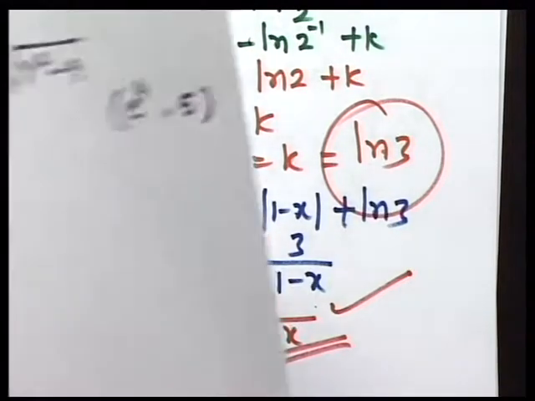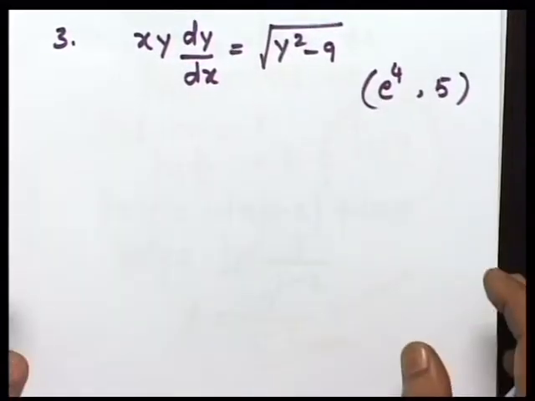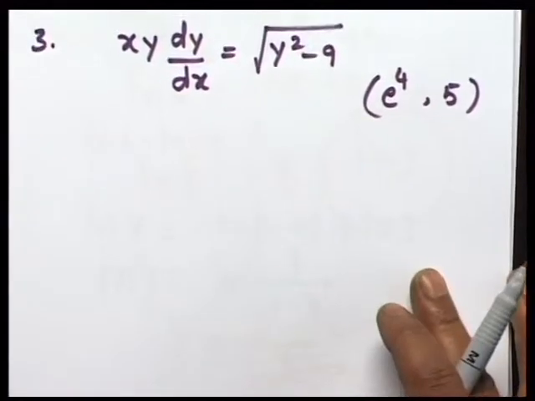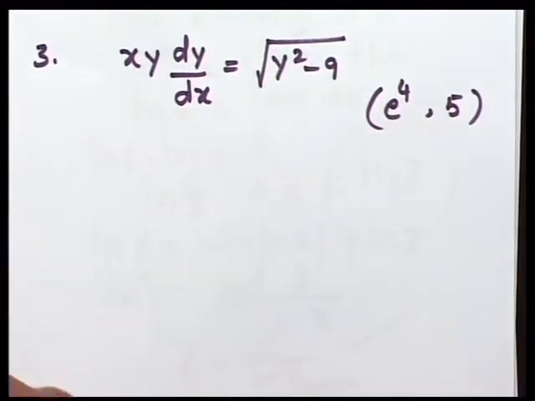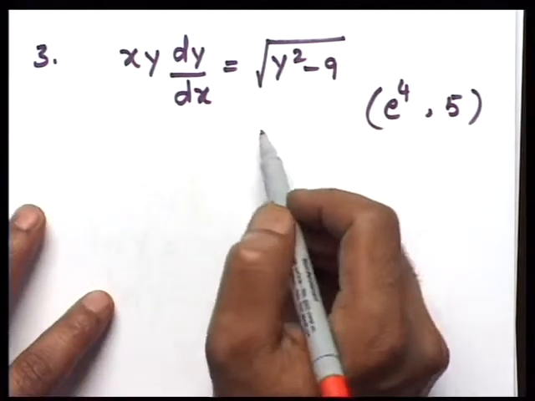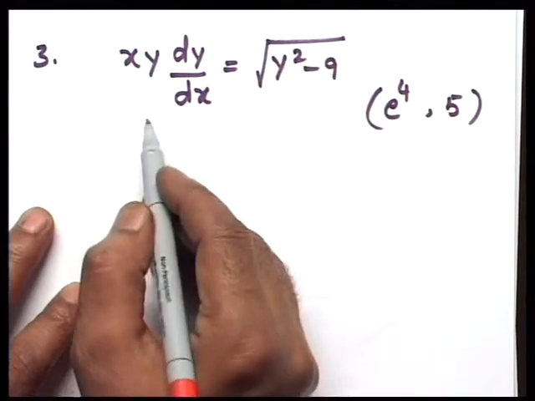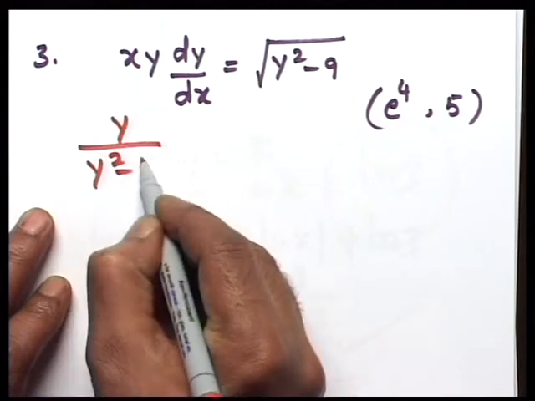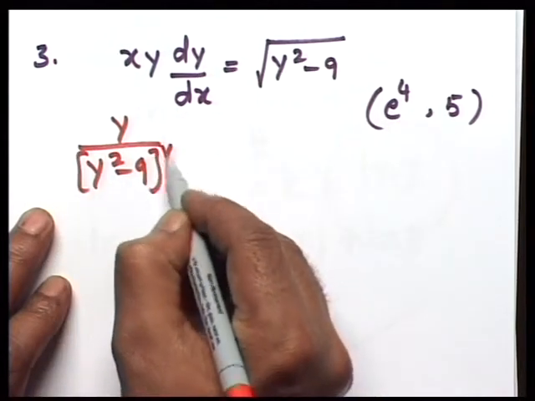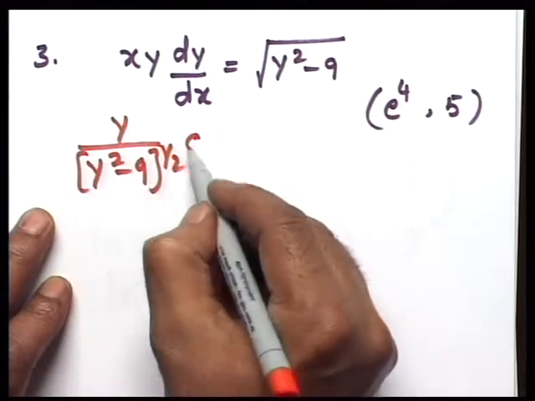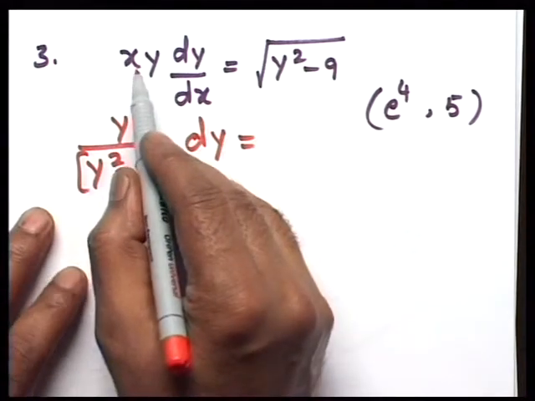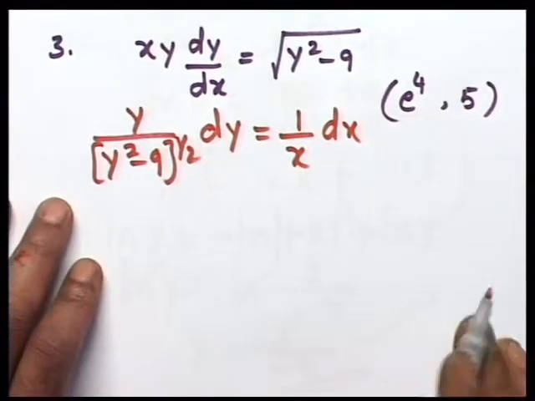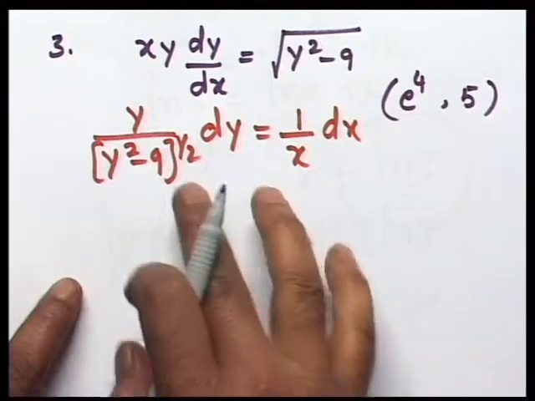Let's try. We have another one here, which is xy dy over dx equals y square minus 9. Let's transfer that to the left hand side. It's y divided by (y square minus 9) to the power half, all right? That's a root there. dy is equal to, transfer the x, so it should be 1 over x dx. Pretty nice. So we came up to that stage.